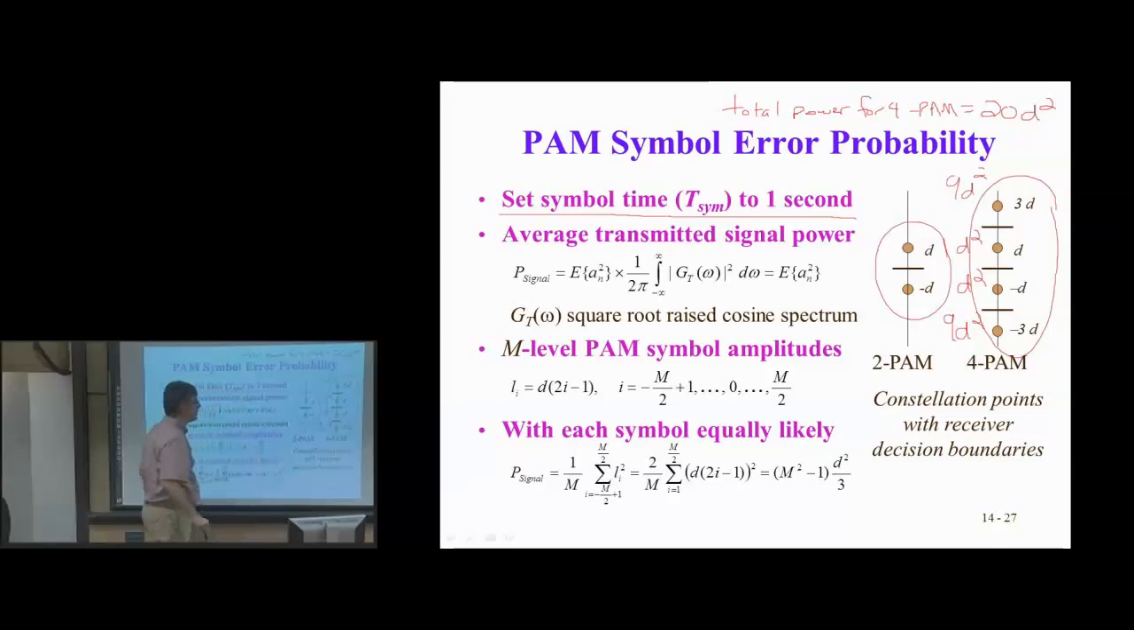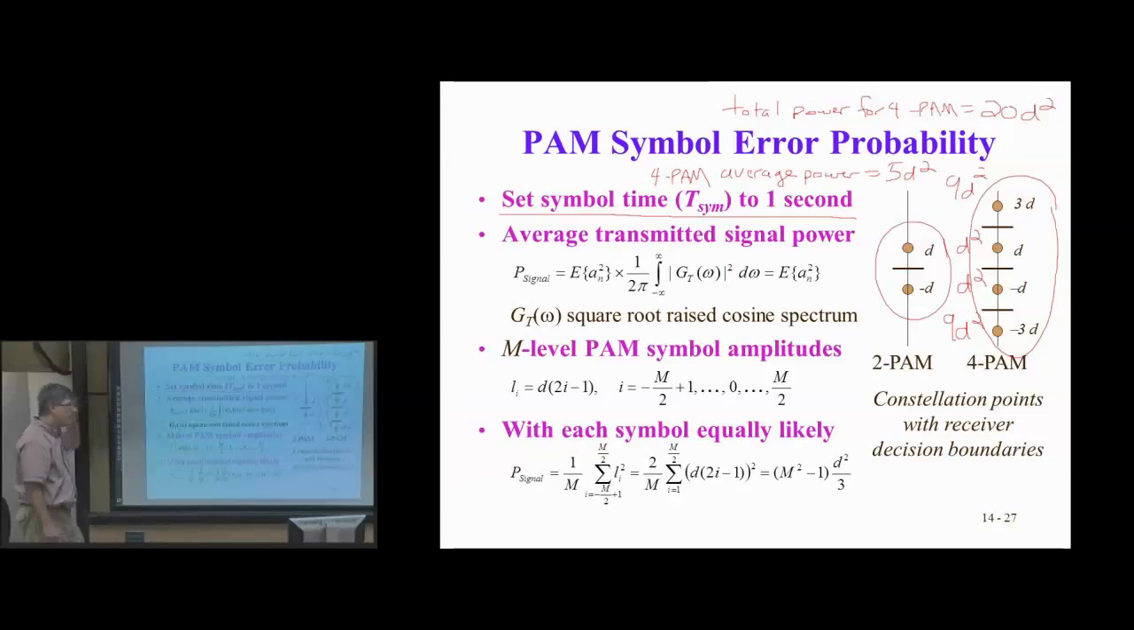That means the average power is what? That divided by 4, so 5d squared. So for 4 PAM, the average power is the total power divided by 4, 5d squared. What's the peak power? 9d squared. So the peak power is proportional to 9d squared.